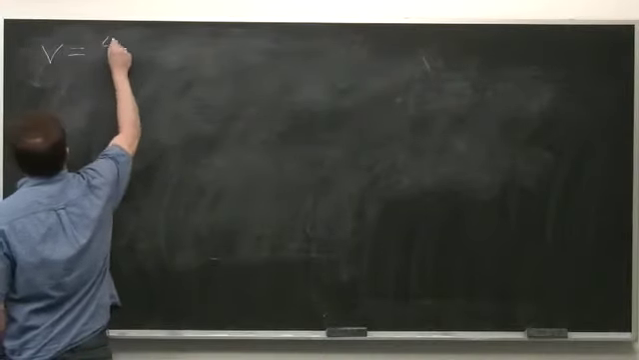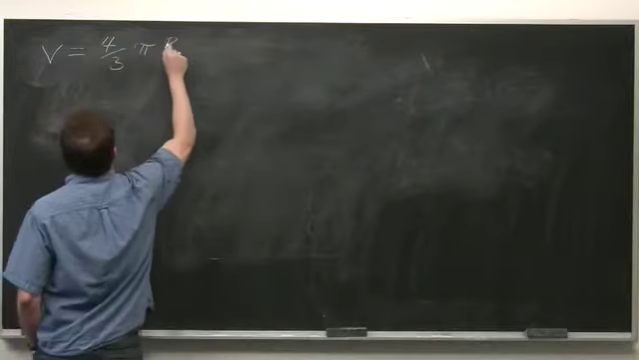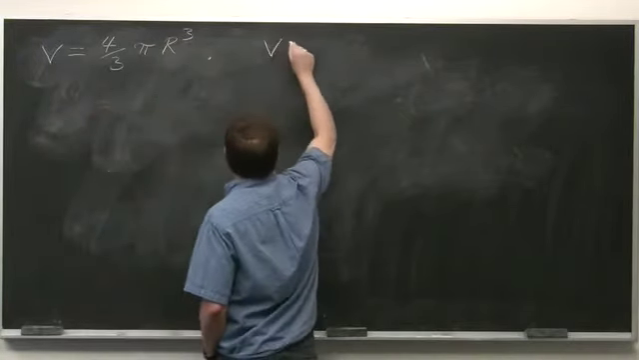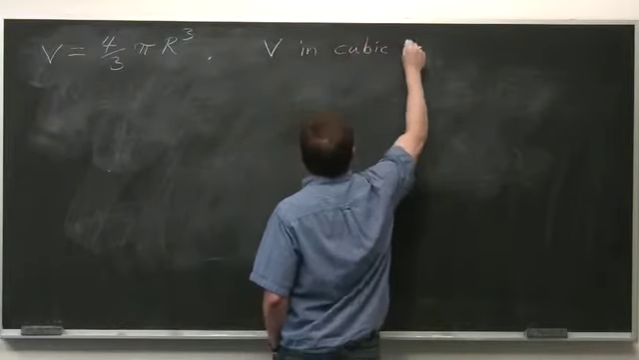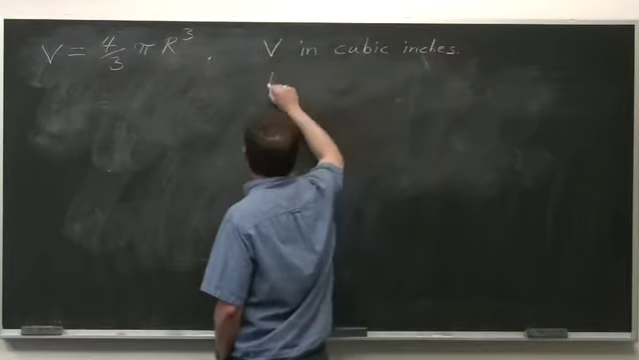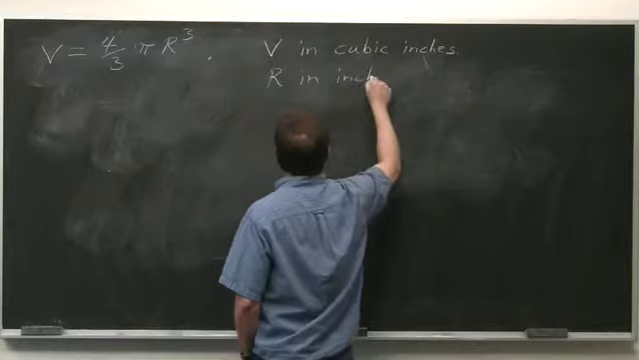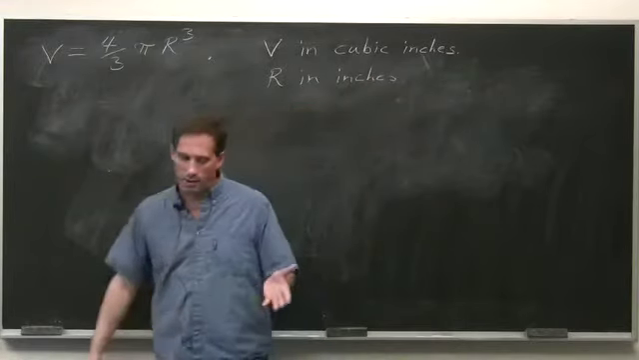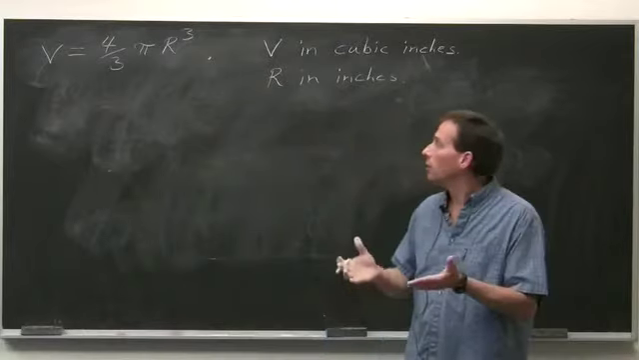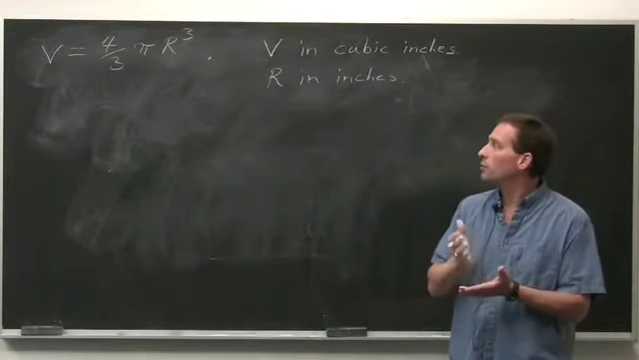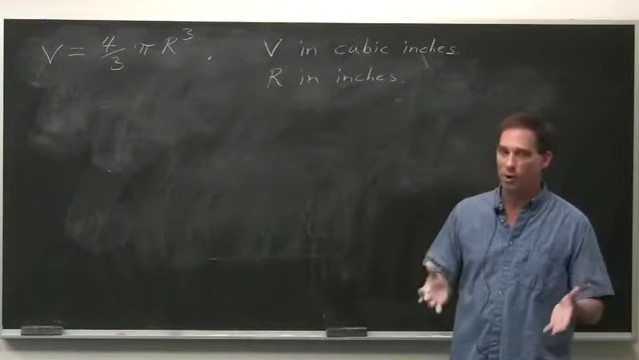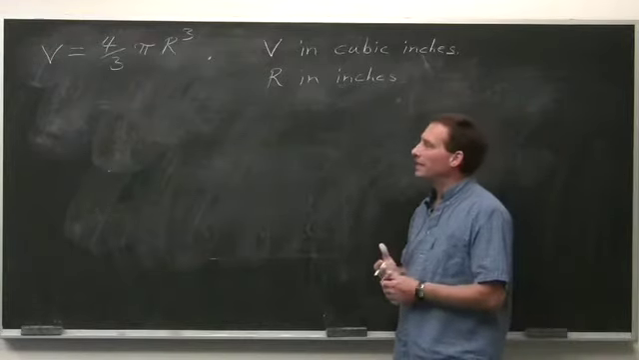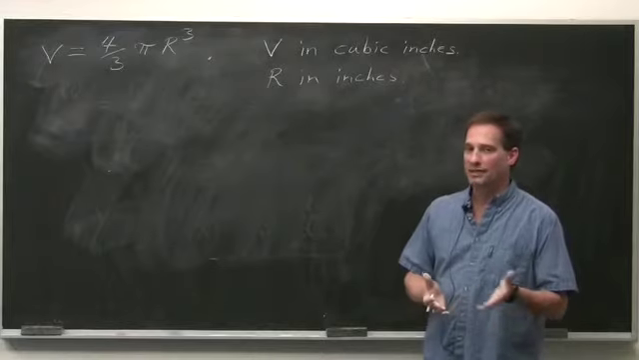So the volume of a sphere, 4/3 pi r cubed. Here V will be in cubic inches, and r will be in inches. And what's true is that as we're inflating the balloon, the radius changes with time and the volume changes with time. So V and r are both functions of time. We don't know what they are explicitly as functions of time, but we know that they're both functions of time. And so we can take derivatives with respect to time.